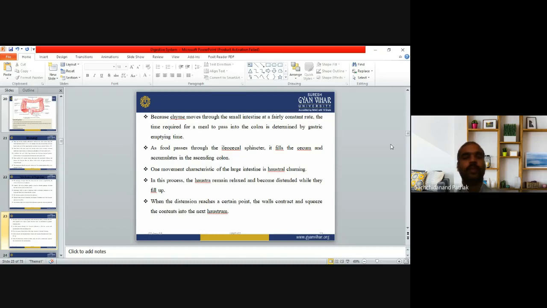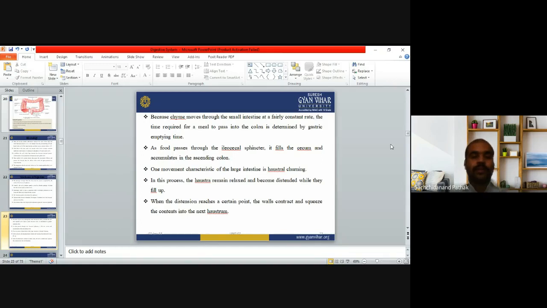As food passes through the ileocecal sphincter, it fills the cecum and accumulates in the ascending colon. So after the cecum, it goes into the ascending colon area. One characteristic movement of the large intestine is haustral churning. Now, what is haustral churning? In the ascending colon, food has to go against gravity. So haustral churning is there.